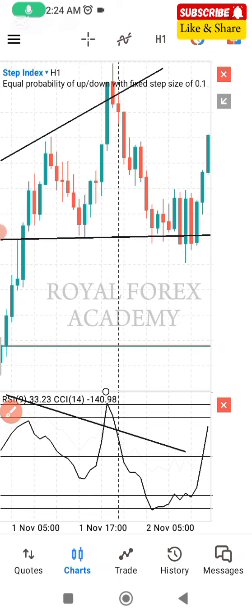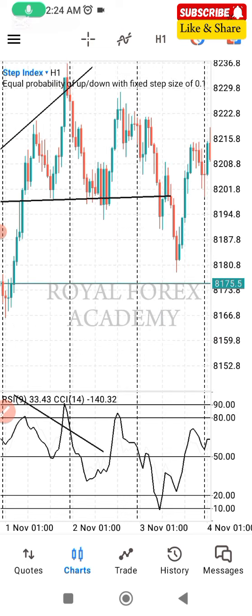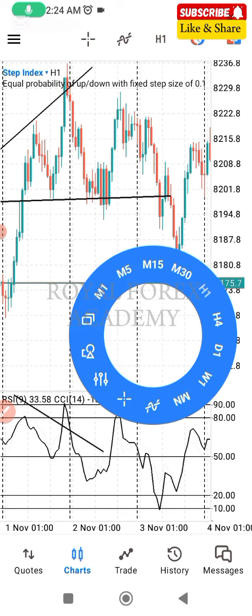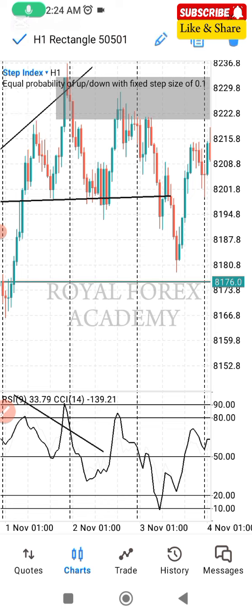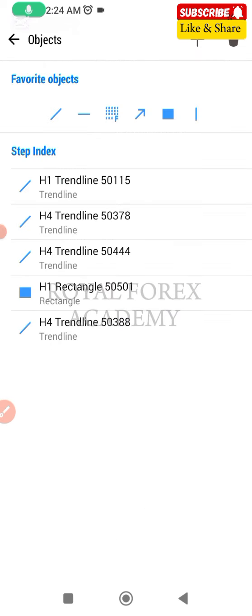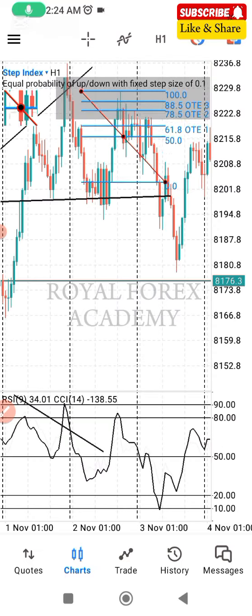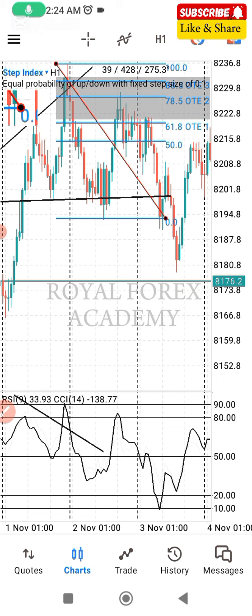So the next thing that will happen now is that you will now mark your order block. So this is your order block. So if you mark your order block, so you are expecting price to pull back into your order block and then continue the sell because there's already a break of structure. And then you can as well pick up your Fibonacci retracement tool and mark out this zone.